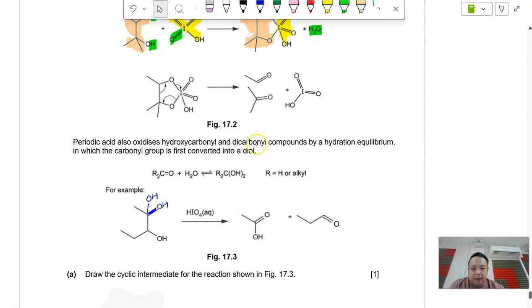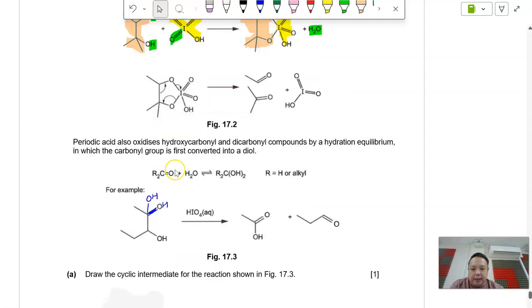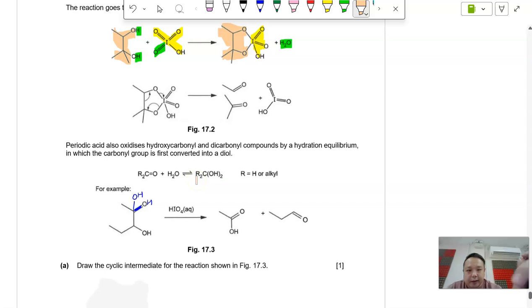Also oxidized hydroxycarbonyl and dicarbonyl groups by a hydration equilibrium, in which the carbonyl group is first converted into a diol. So this is what it means: a carbonyl converted into a diol. And then you can basically apply what we just did here into this context. Again, let me zoom out a little bit so you can see the pattern involved. This green hydrogen and that of a double bond O will be gone.